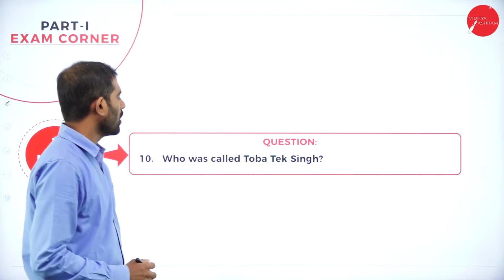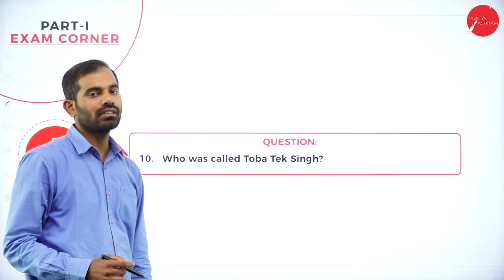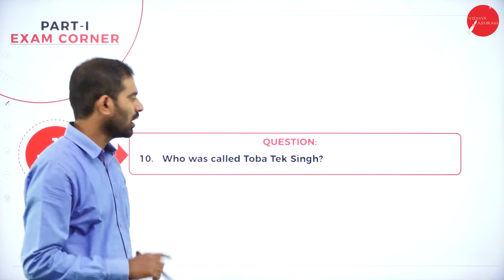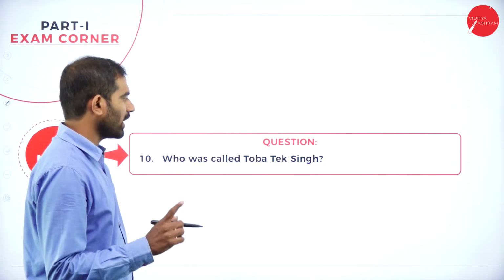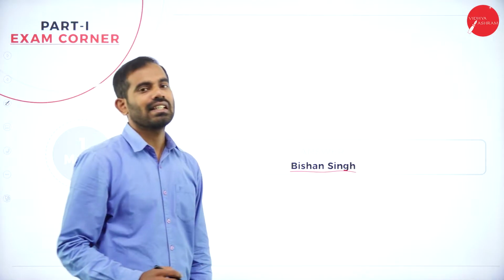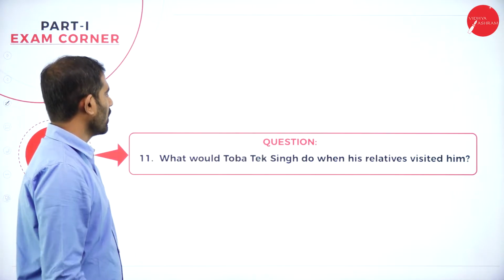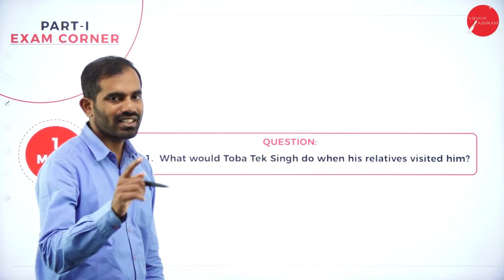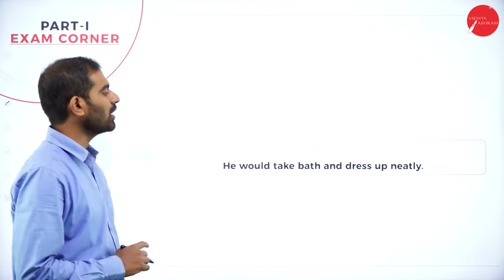The next one is, who was called Toba Tek Singh? This is the question from prose. Toba Tek Singh, written by Saadat Hasan Manto. Toba Tek Singh is none other than Bishan Singh. 11th one, what would Toba Tek Singh do when his relatives visited him? He would take bath and dress up.